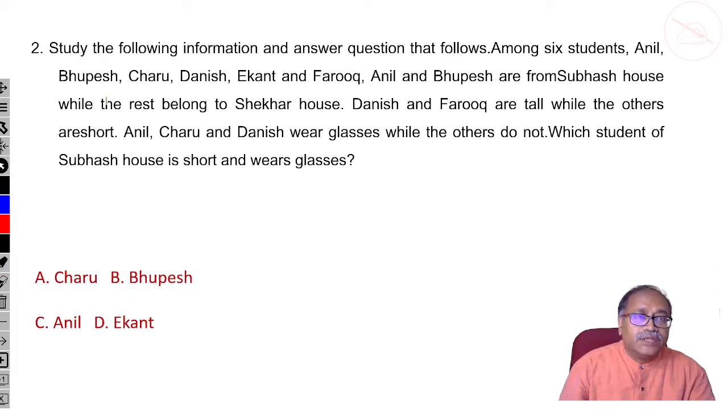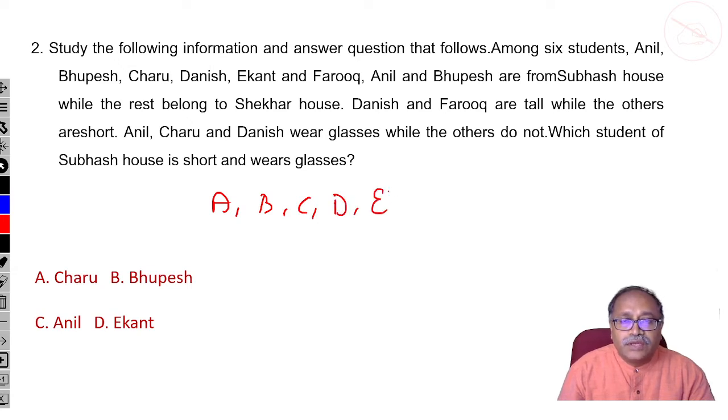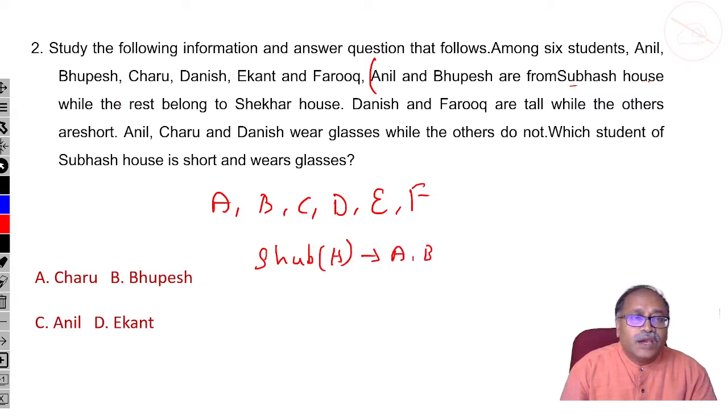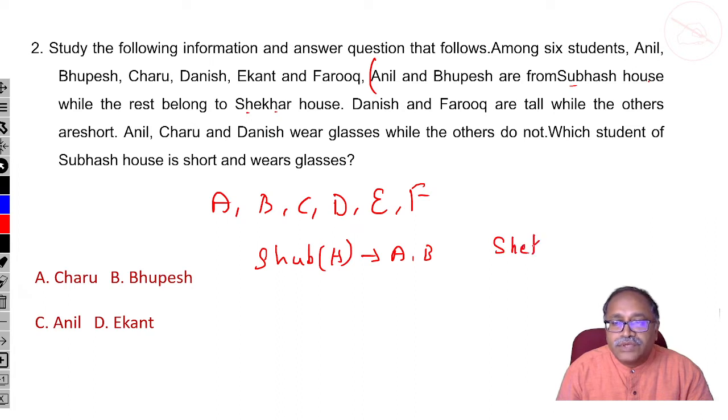Now what is the question? Let's read this. Study the following information and answer the question. Among 6 students A, B, C, and so on, can I write them down as A, B, C? In exams too, you write like that, you don't write the full names. So that is F and F. A and B are from Subha's house. So who are from Subha's house? A and B. The rest belong to Shekhar's house. I will write down that information here. No need of writing the whole thing. The rest are C, D, E and F.